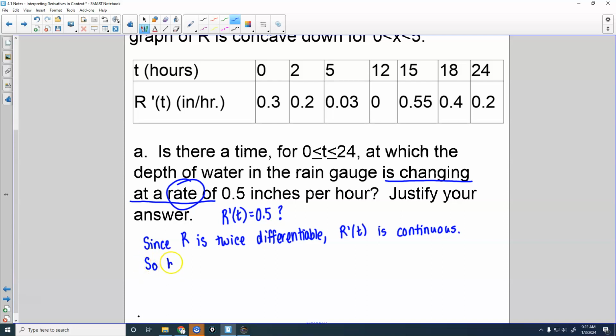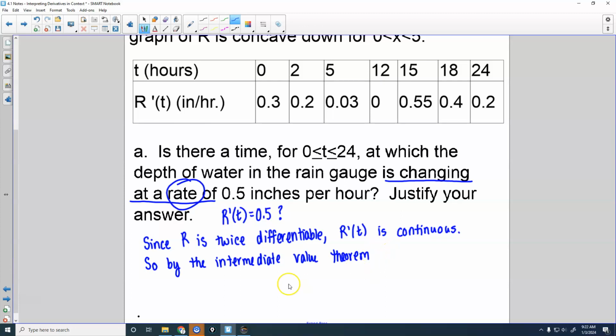So, by the intermediate value theorem. You, without a doubt, in this problem have to talk about R prime of 15, because R prime of 15 is the only time you go above 0.5. You could use any of the other points on this interval because all of them are below 0.5. So it does not matter which one you choose. I'm going to use R prime of 12.